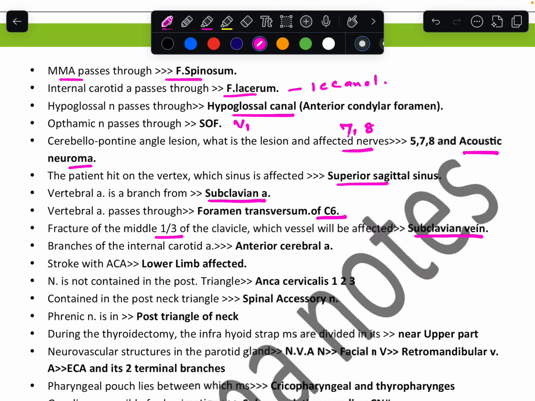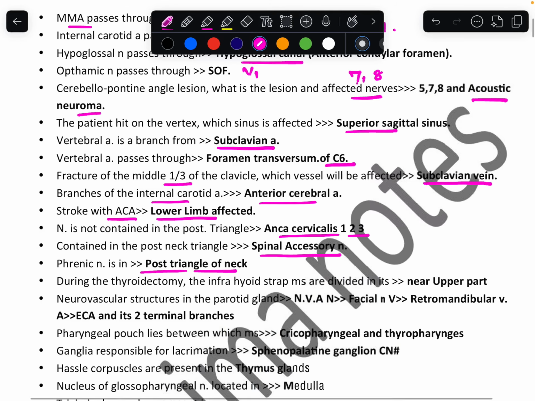Branches of internal carotid artery: anterior cerebral, middle cerebral. Stroke with anterior cerebral artery affects the lower limb. Not contained in the posterior triangle: ansa cervicalis. Contained in the posterior triangle: spinal accessory nerve. Phrenic nerve is in the posterior triangle of the neck, then comes onto the scalenus anterior. During thyroidectomy, infrahyoid strap muscles are divided near the upper part.